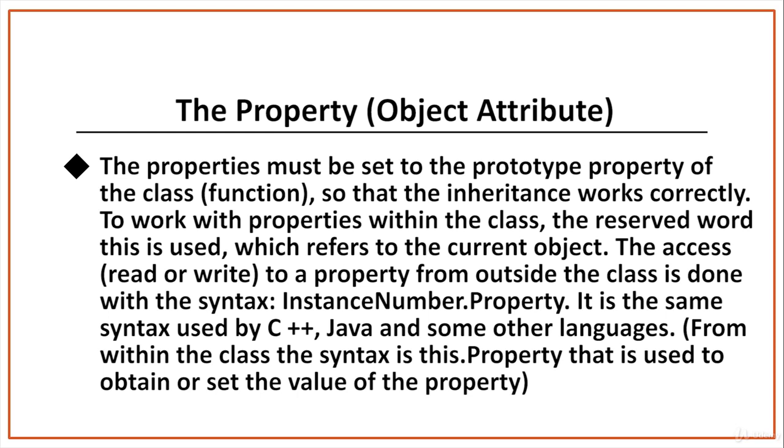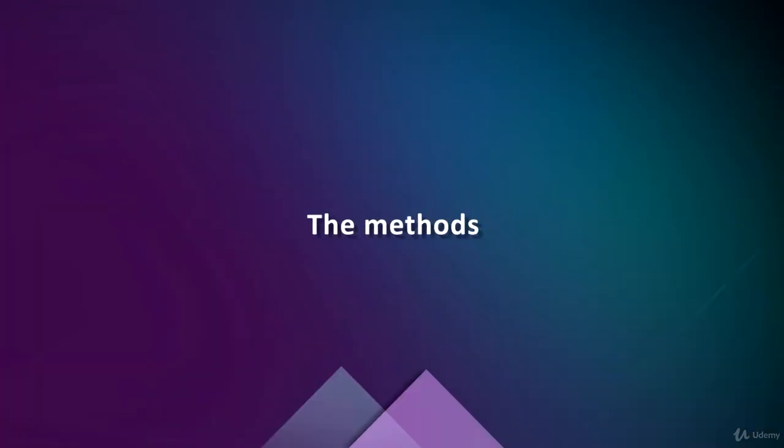Then the access, the read or write, to a property from outside the class is done with the syntax instanceName.property. It is the same syntax used by C++, Java, and some other languages. From within the class, the syntax this.property is used to obtain or set the value of the property.